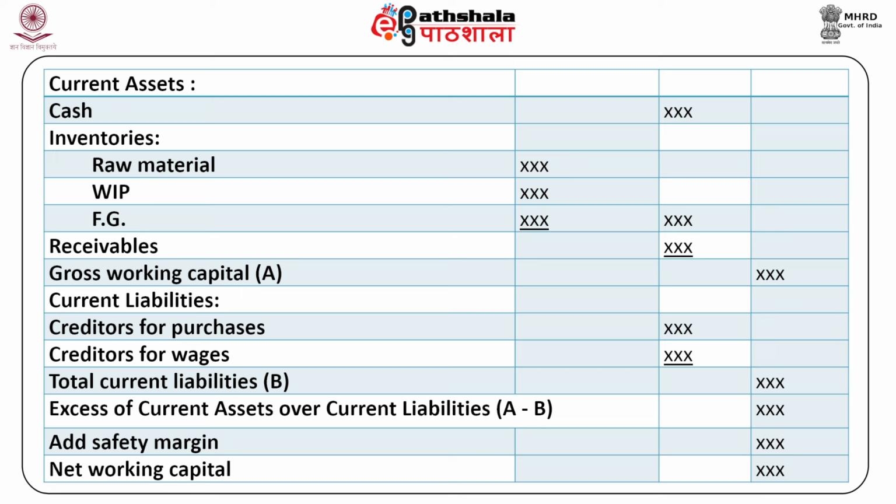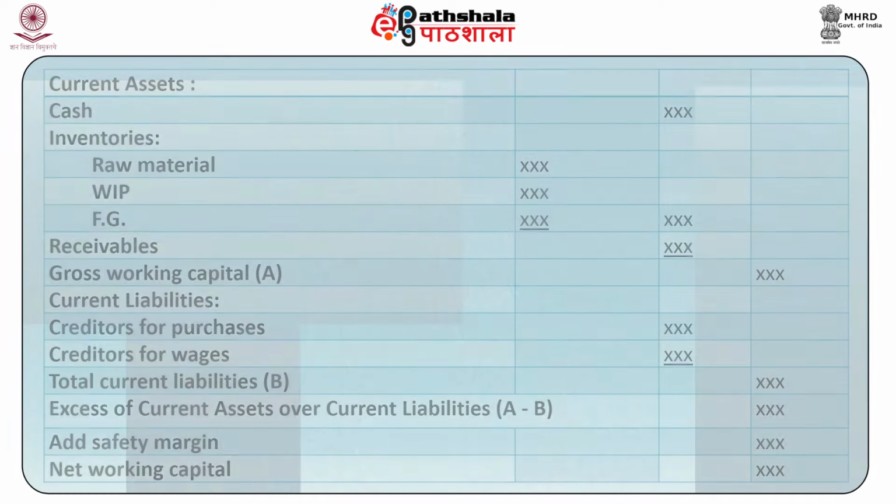Current liabilities will include creditors for purchases, creditors for wages, and total current liabilities carried to third column. Now, excess of current assets over current liabilities, that is A minus B, will be representing the working capital. So, we can also add safety margin to this, which is again in third column. So, the net working capital will be A minus B plus safety margin.